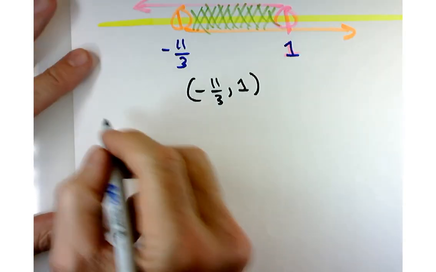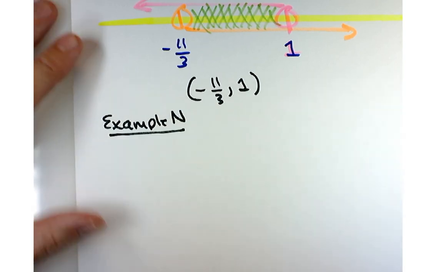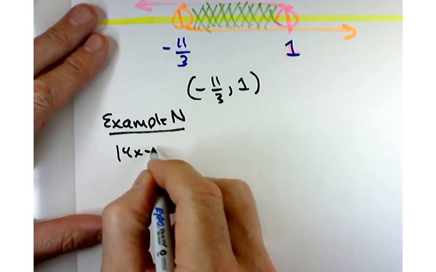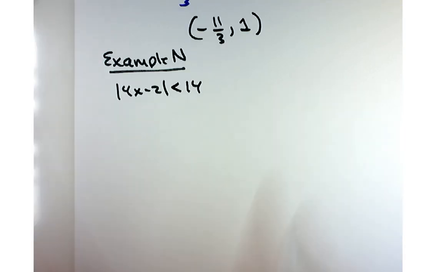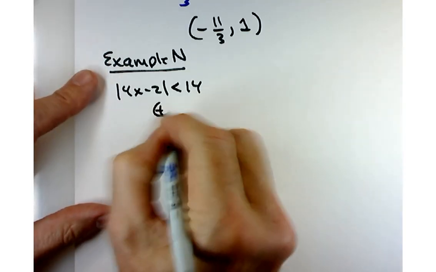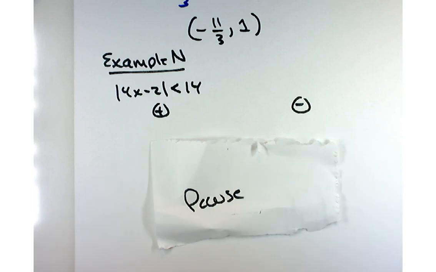Let's do another one. Example, bless you. Absolute value of 4x minus 2 is less than 14. So do your positive case and your negative case. And unpause the video later when this disappears. Try and solve it, try and graph it, try and come up with the interval notation.